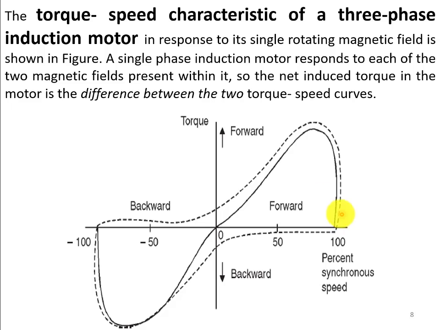A single-phase induction motor responds to each of the two magnetic fields present within it. So the net induced torque in the motor is the difference between the two torque-speed curves. At every point it is at the difference point. We can see the forward motoring direction and the backward motoring direction. The most important point to understand here is that there is no starting torque in this motor.